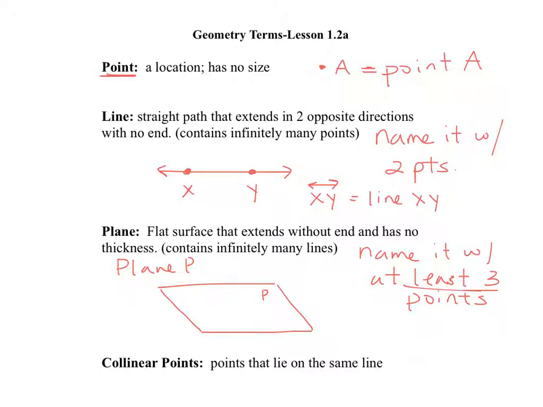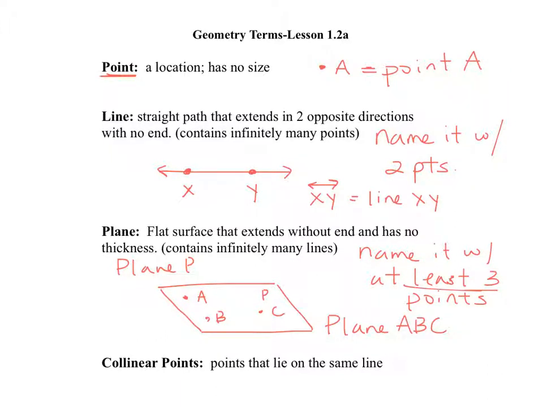Okay, so if I gave you A and B and C, the way I would name this right now is I would call it plane ABC. And usually we just put things in alphabetical order. It's not wrong to call it plane CAB. That's fine too. But typically we just stick with alphabetical.